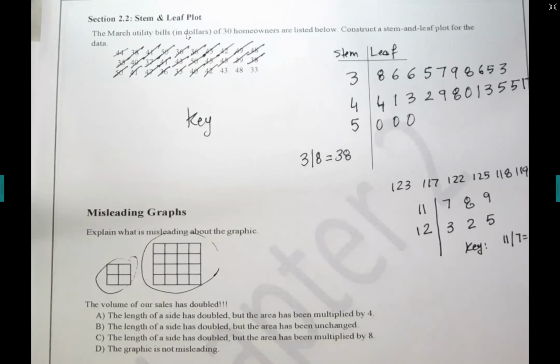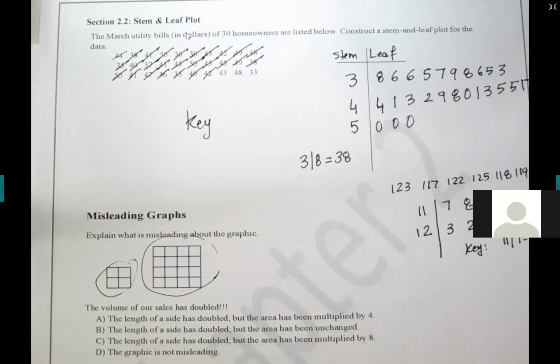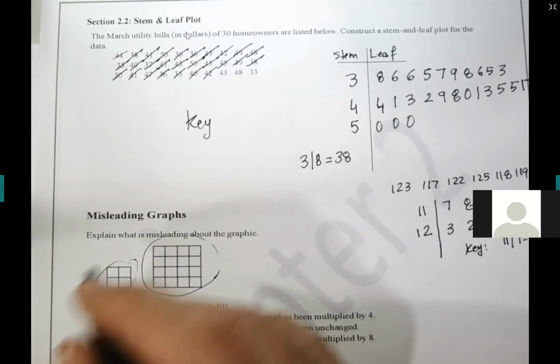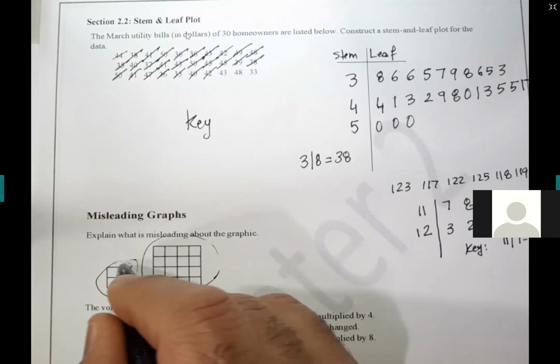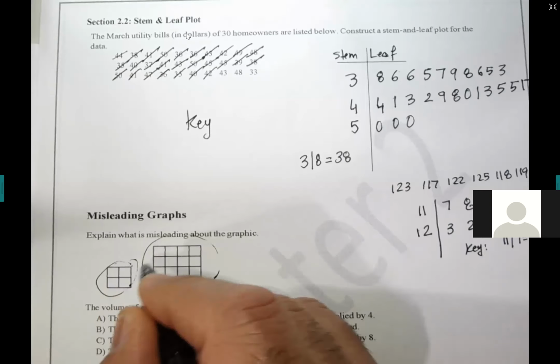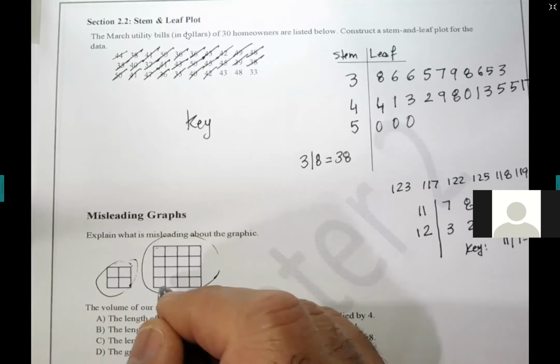What does it look like to you guys? Does it look like the volume has doubled, or is it a lot more than double? It's A. Is it A? A lot more than double. It's more than double. Look, I have a 4 here, but here I have 16. But the person is trying to be smart. He said, well, doubled means the length has doubled, the width has doubled. But if you double the length and you double the width, look what happens to the entire area. Not only does it double, it will be multiplied by 4.